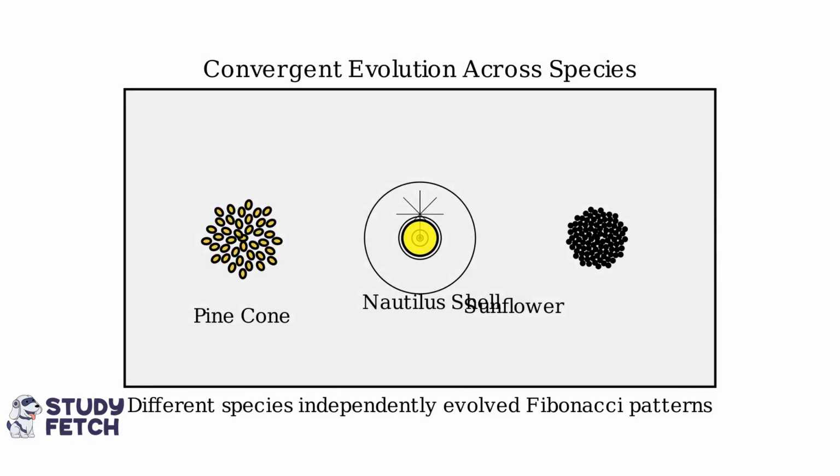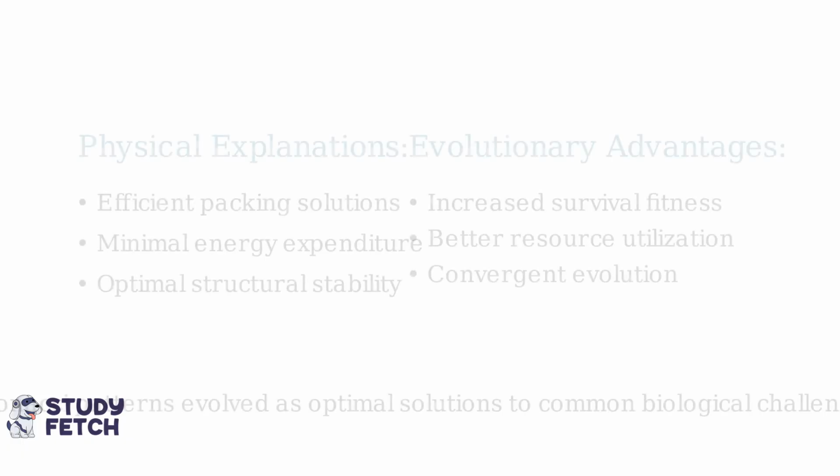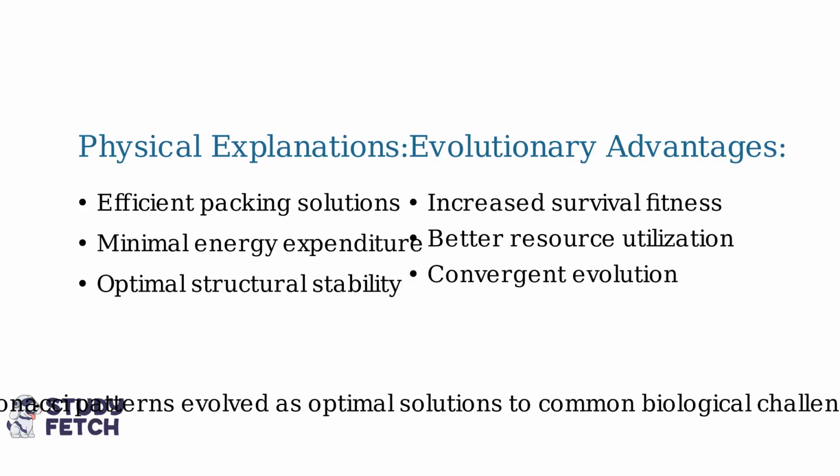These patterns weren't designed, but evolved independently across vastly different species. This convergent evolution happened because Fibonacci patterns represent optimal solutions to common biological challenges. In summary, Fibonacci patterns appear in nature because they represent physically efficient arrangements that provide evolutionary advantages.